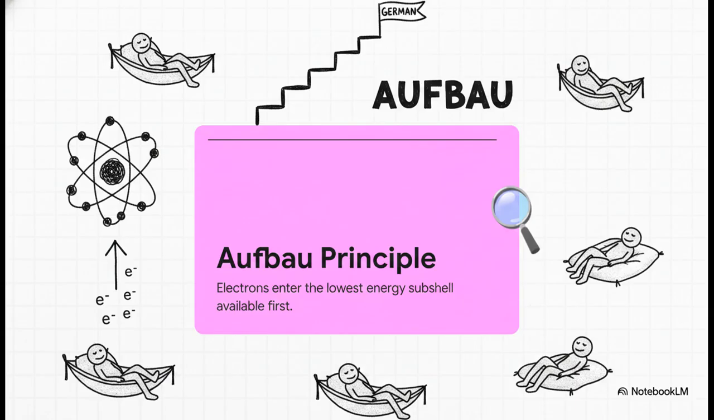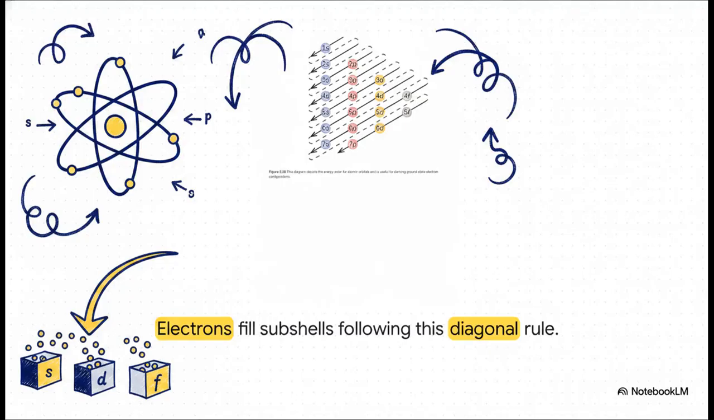But they also follow the Pauli exclusion principle, meaning a single orbital holds a maximum of 2 electrons with opposite spins. And then there's Hund's rule, which tells us electrons prefer to spread out into empty orbitals before they finally pair up. They're wonderfully lazy but highly organized in that way. They always want the most stable, lowest energy arrangement possible. And there's a brilliant diagonal rule that illustrates the exact path they take. Electrons fill the s orbitals, then p, d, and f.